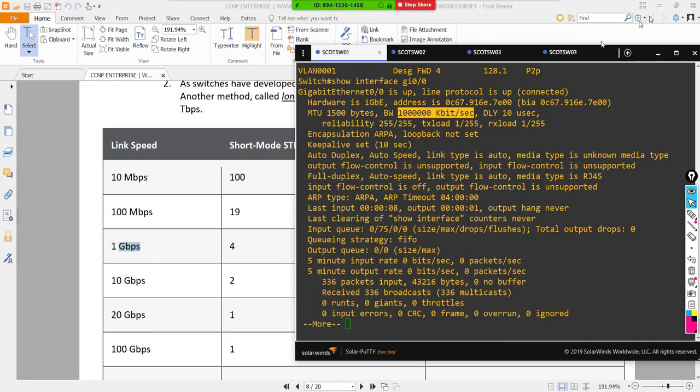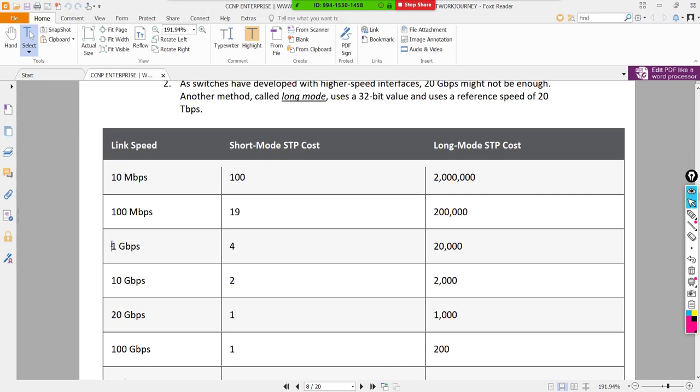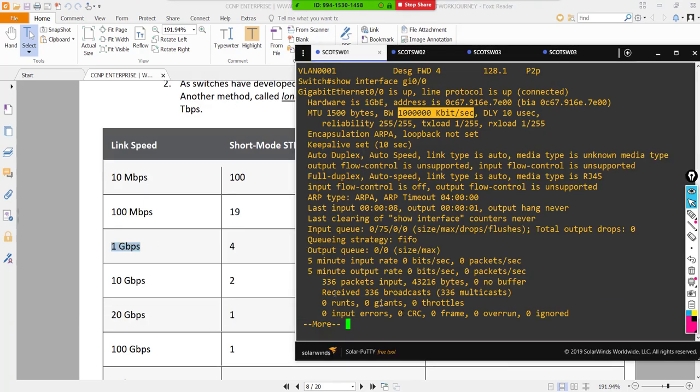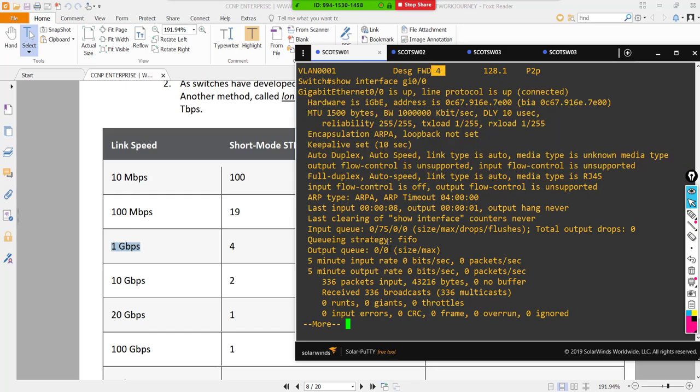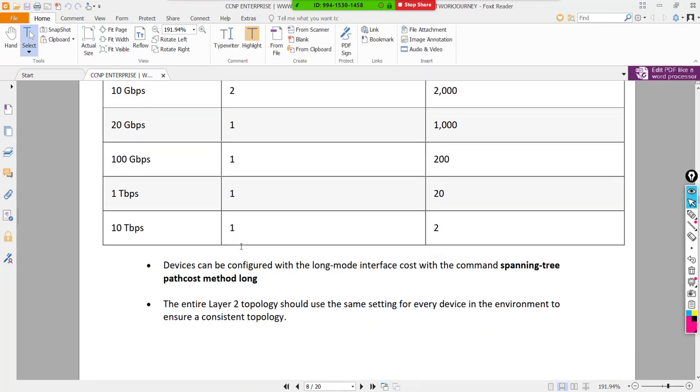So is it true? That is the right one, right? That is why I got the cost value of 4, because my switch supports 1 gigabit per second technology. That is why the cost is 4. Okay, so this is in regard to cost.